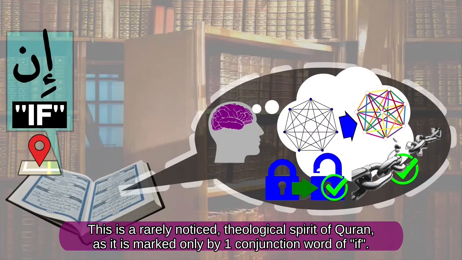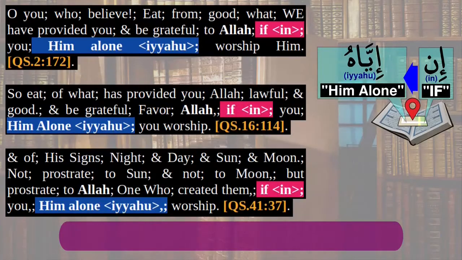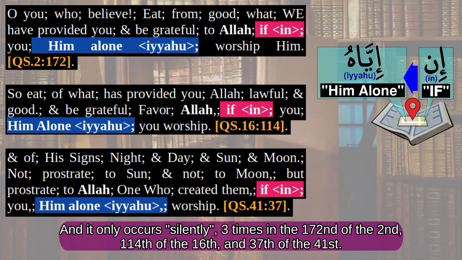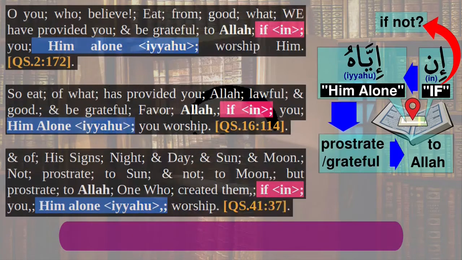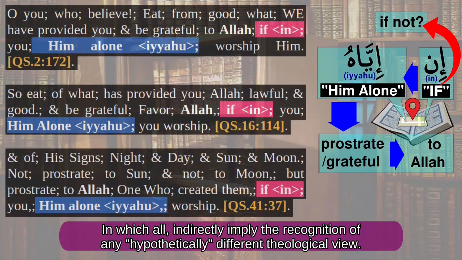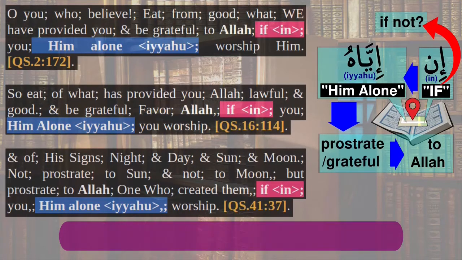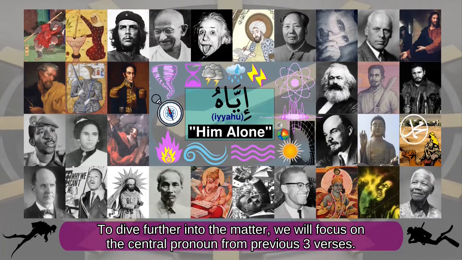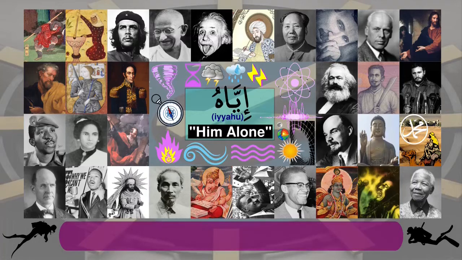This is a rarely noticed theological spirit of Quran, as it is marked only by one conjunction word of if. And it only occurs silently 3 times, in the 172nd verse of the 2nd chapter, the 114th of the 16th, and the 37th of the 41st, in which all indirectly imply the recognition of any hypothetically different theological view. To dive further into the matter, we will focus on the central pronoun from the previous 3 verses.